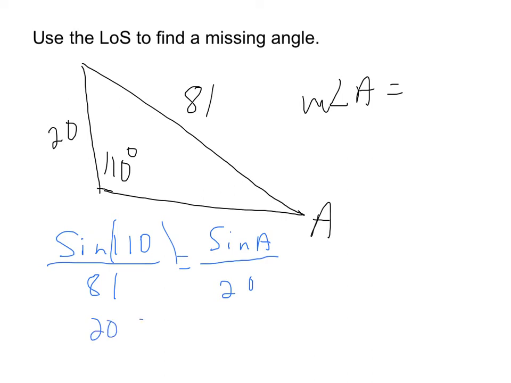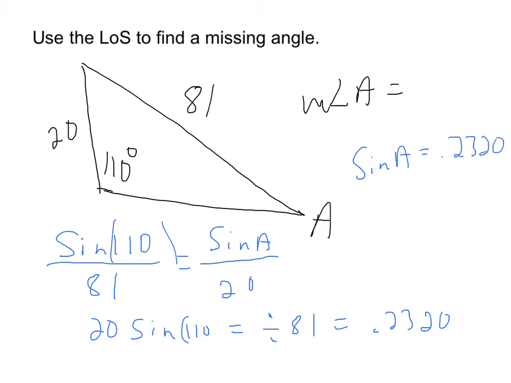I can do 20 times the sine of 110. Then if you press equals, you can just divide that answer by 81, and then you're going to get some decimal number. On my calculator, I got 0.2320. Well, that doesn't make sense as an angle size, so what you've got to think about is, hey, this is actually what the sine of that angle is. So, 0.2320.